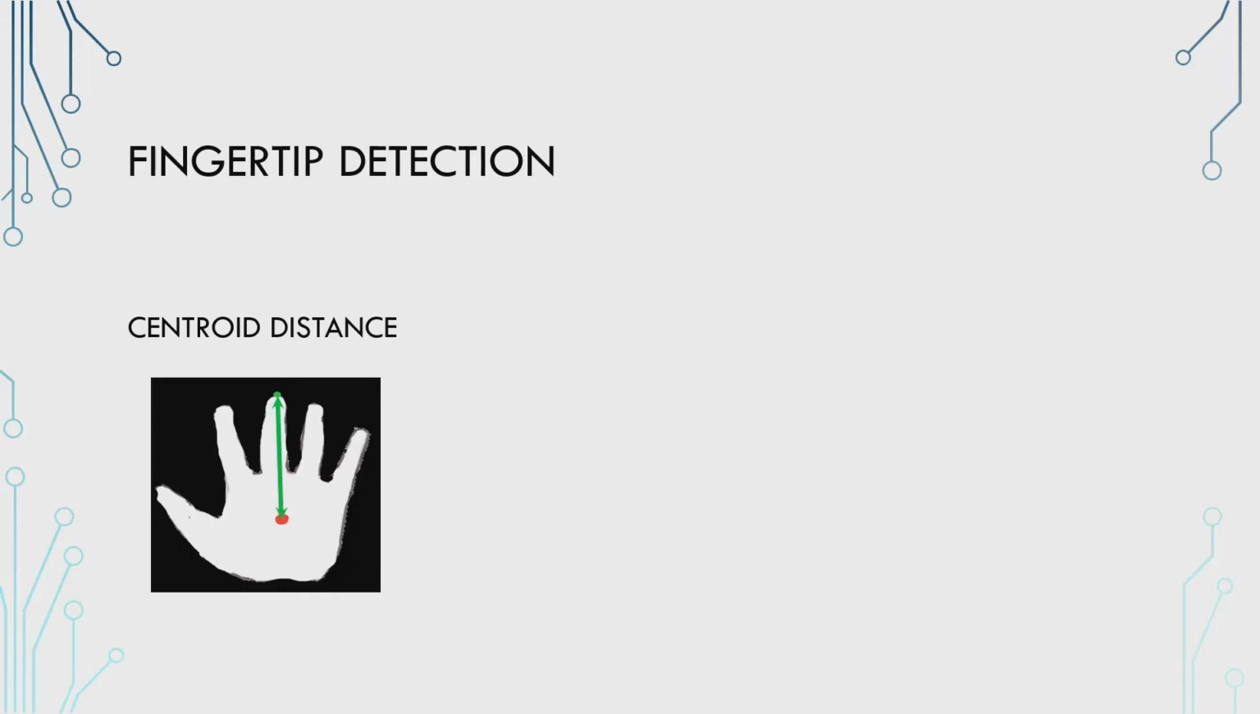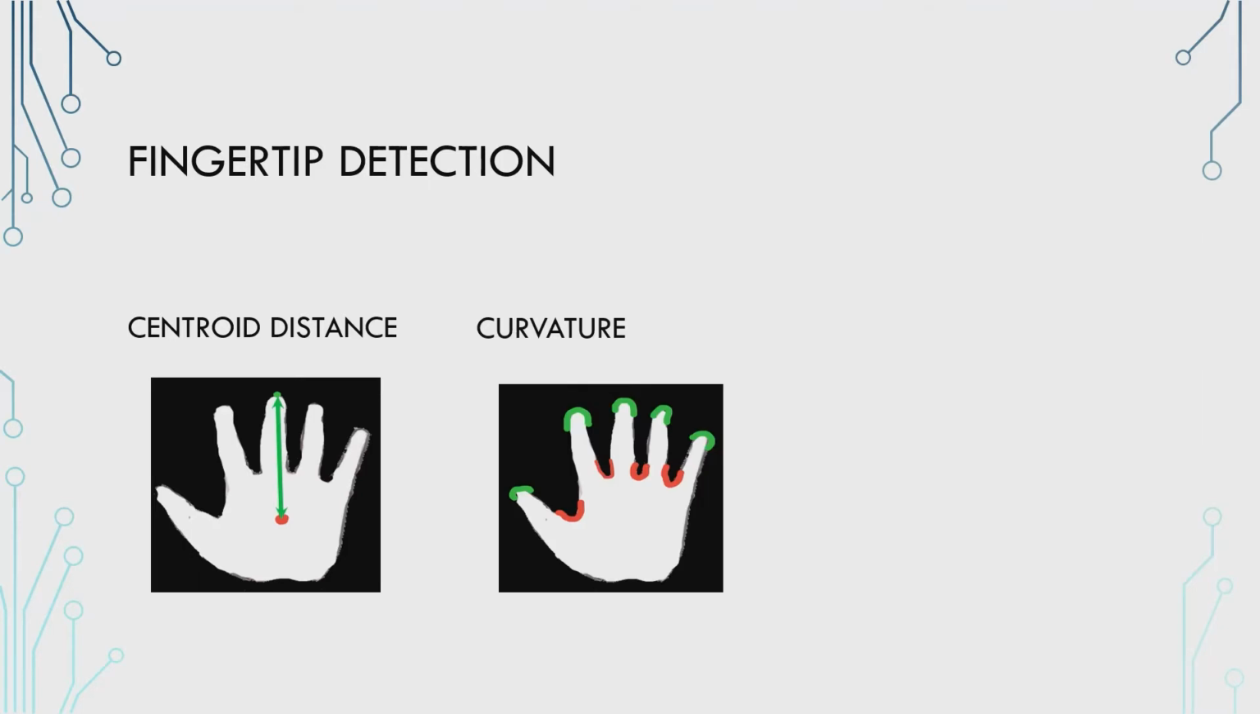There are three popular methods for implementing fingertip detection. The centroid distance method, which finds the center of a given hand silhouette and recognizes the furthest point from the center as the fingertip. The curvature method, which identifies peaks and valleys in the hand silhouette by using a fixed threshold for the curvature. Those peaks could be identified as fingertips.